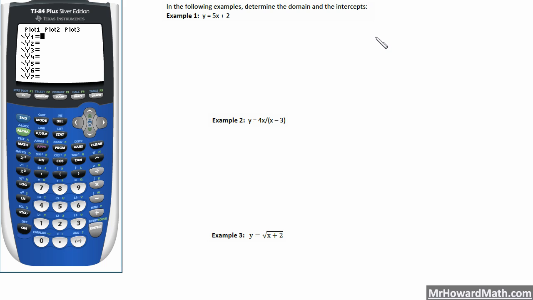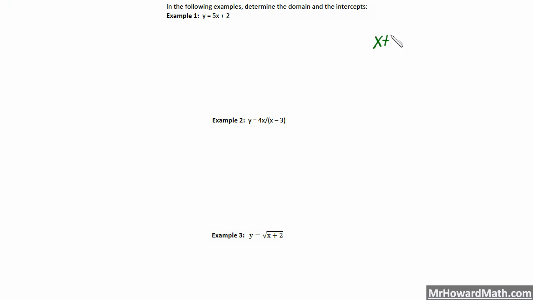But for example, if we had (x + 2)/x, we cannot have the denominator equal to 0. So we would have to restrict this domain and say that x cannot equal 0. That's one example where we're going to restrict the domain.